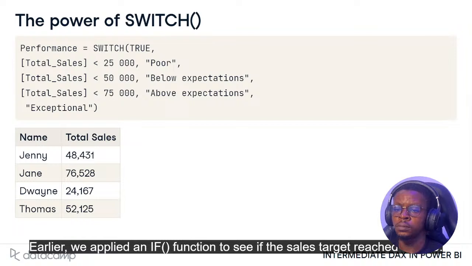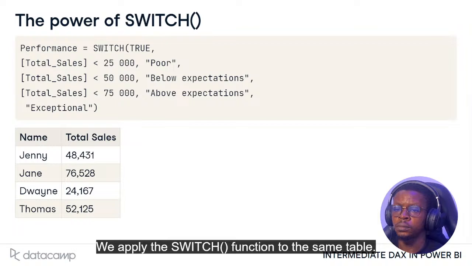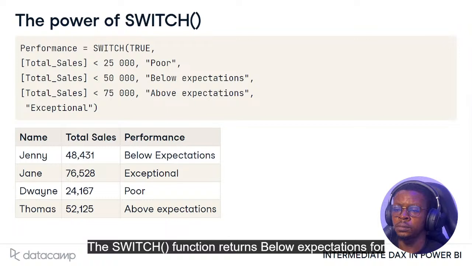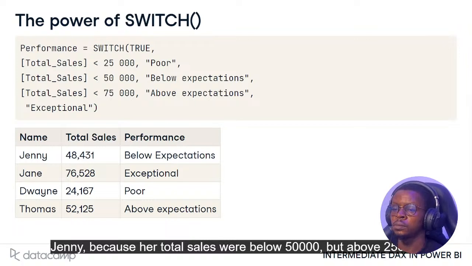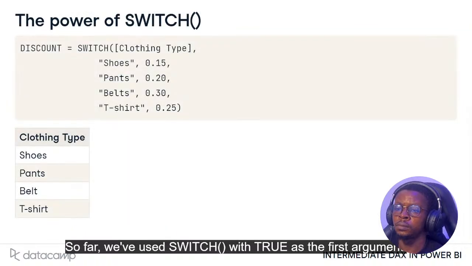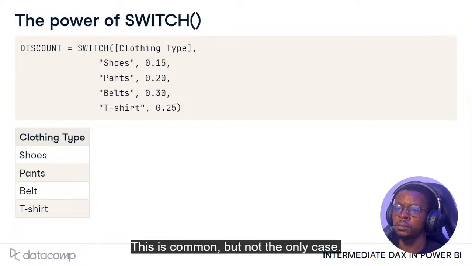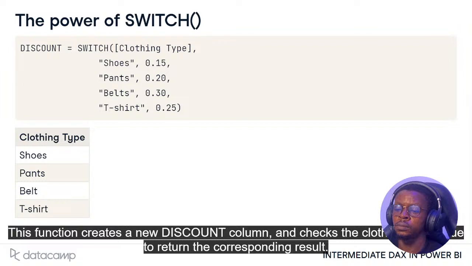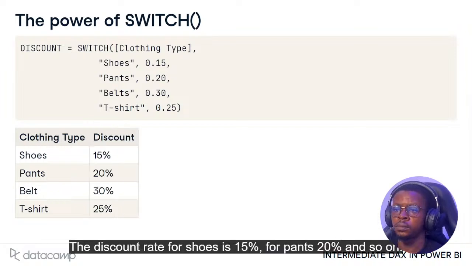Earlier, we applied an IF function to see if the sales target reached 50,000. We apply the SWITCH function to the same table. The SWITCH function returns "below expectations" for Jenny because her total sales were below 50,000 but above 25,000. Jane got an "exceptional" performance rating because her sales were above 75,000. So far, we've used SWITCH with TRUE as the first argument. This is common, but not the only case. This function creates a new discount column and checks the clothing type value to return the corresponding result. The discount rate for shoes is 15%, for pants 20%, and so on.